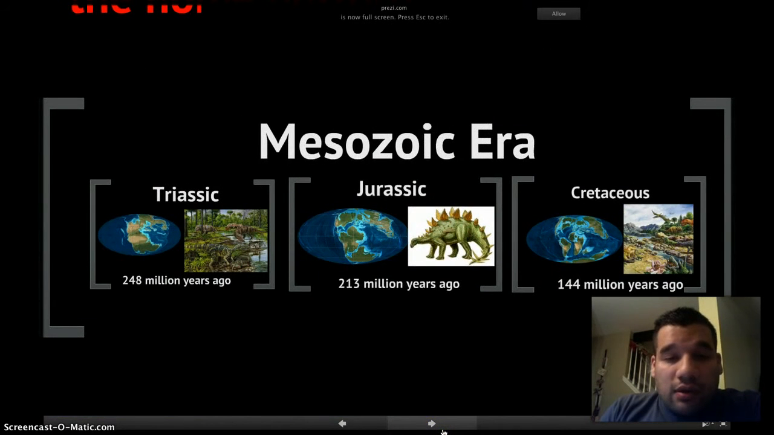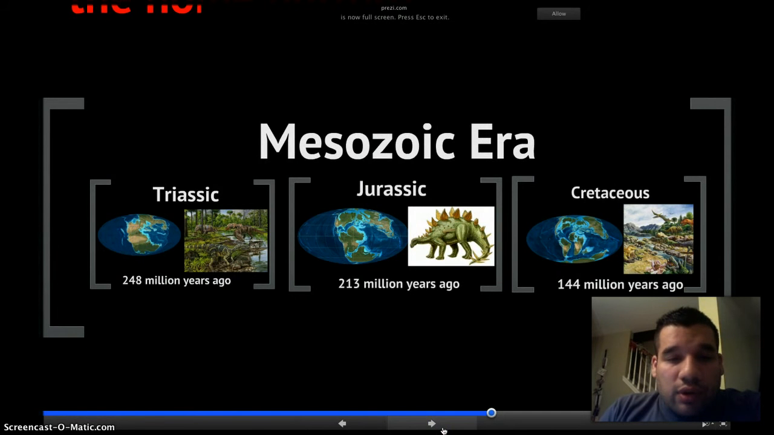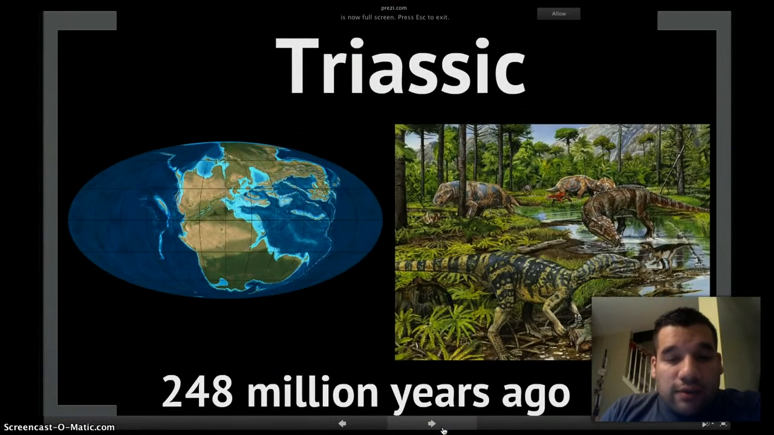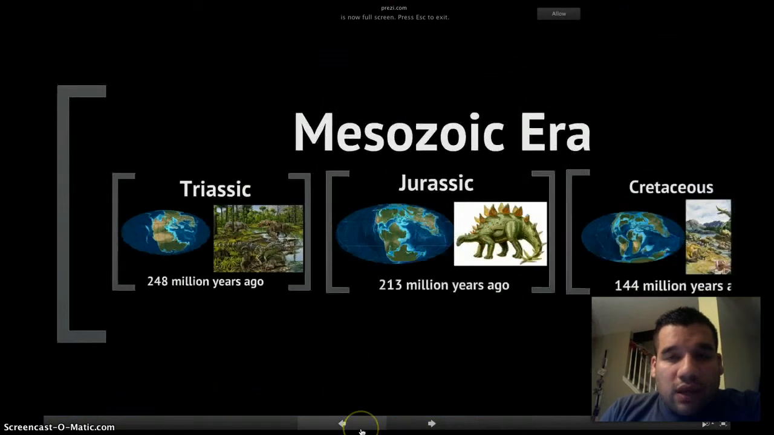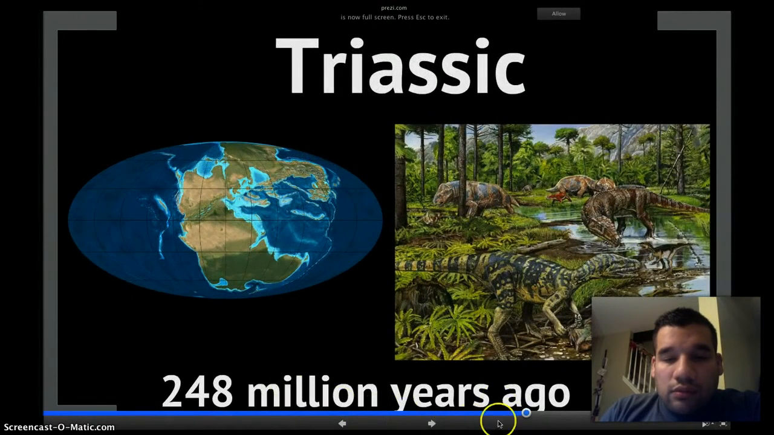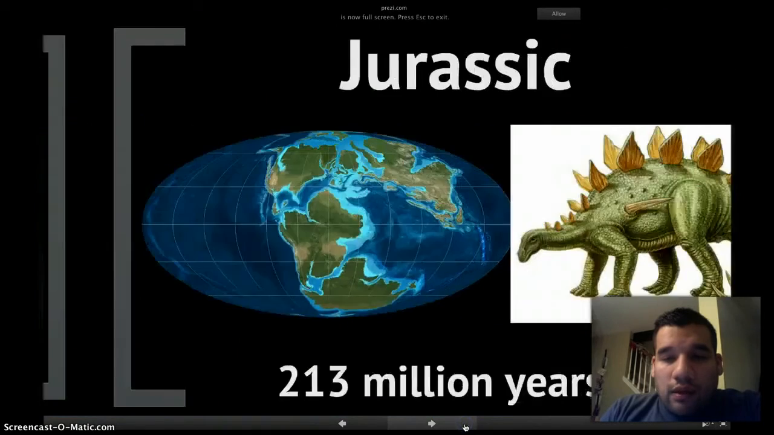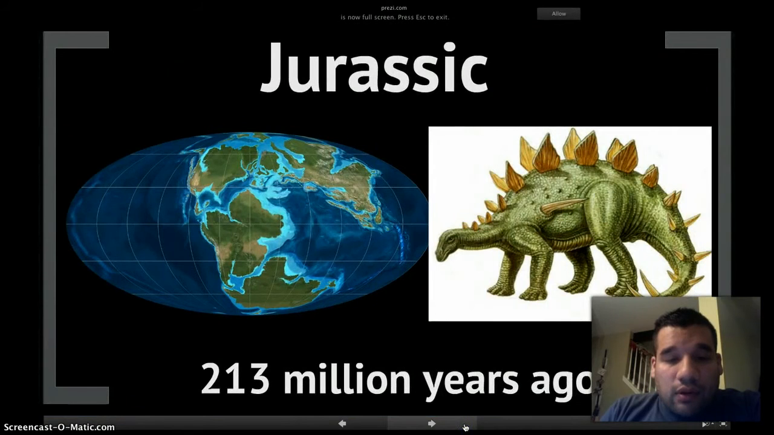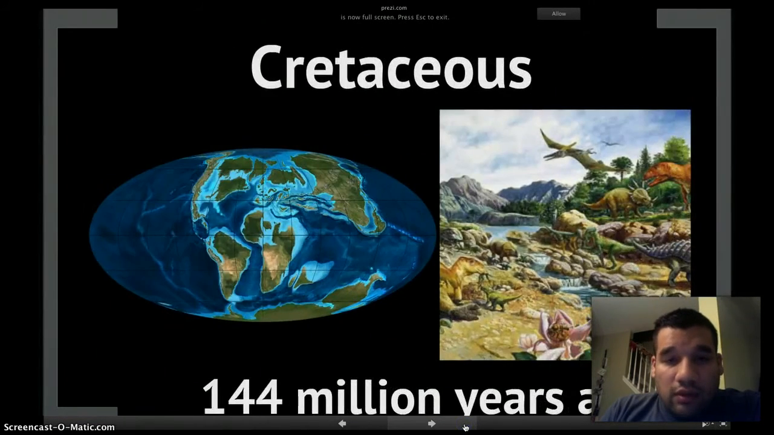The next era, Mesozoic. Okay, this is probably what a lot of you know about. I have a lot of prior knowledge about the age of the dinosaurs, which is broken up into three periods: Triassic, Jurassic, and Cretaceous. So Triassic is the first period in the Mesozoic era. Okay. Then Jurassic, we start to see that the continents start to break up. And Cretaceous.